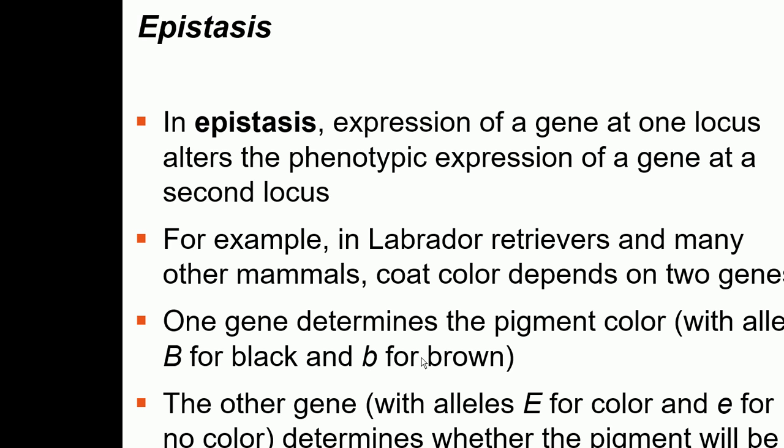And this other gene is determining the color of the pigment. If the allele is capital B, the color is black. If the allele is small b, the color is brown. But this pigment will be deposited only if the other gene involved has allele capital E, because if capital E is there, then this pigment will be deposited in the hair, and if the allele is small e, then the pigment will not be deposited.